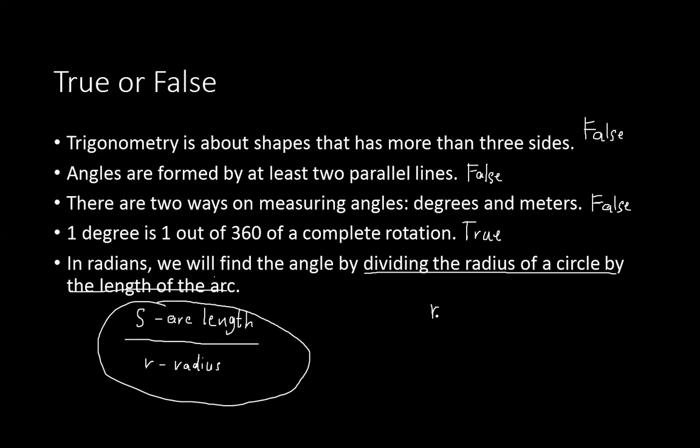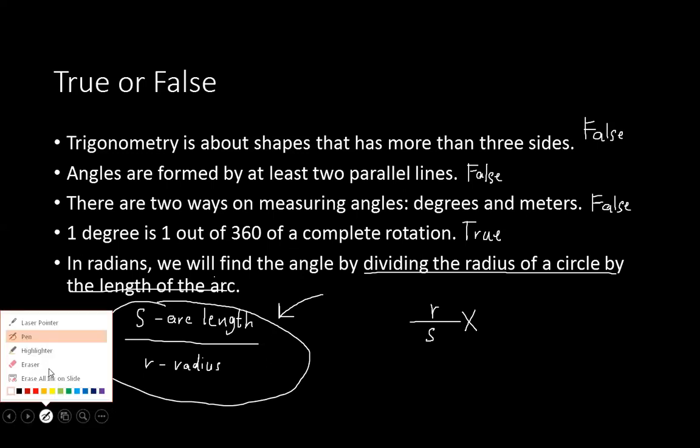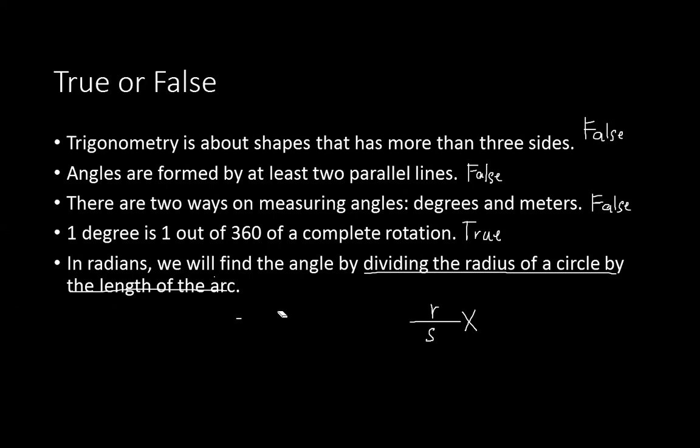So it's actually the opposite. We put R, or radius, on the top and S, the arc length, below. So this is wrong. This is not how you find radians. You should rather use this. If you want to make the statement true, then the answer is dividing the length of the arc by the radius of a circle, not dividing the radius of a circle by the length of the arc. So the answer for this statement is false because it's actually opposite.